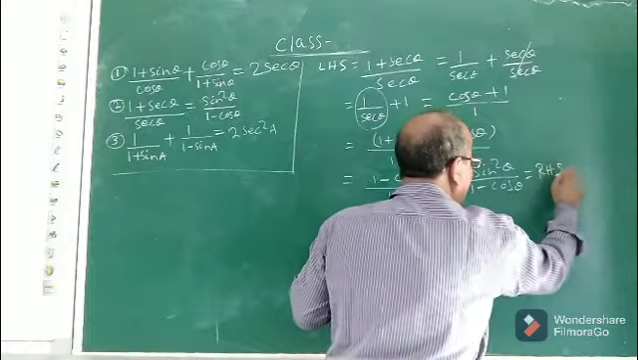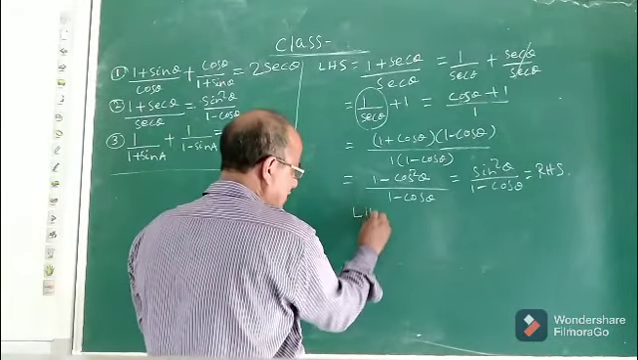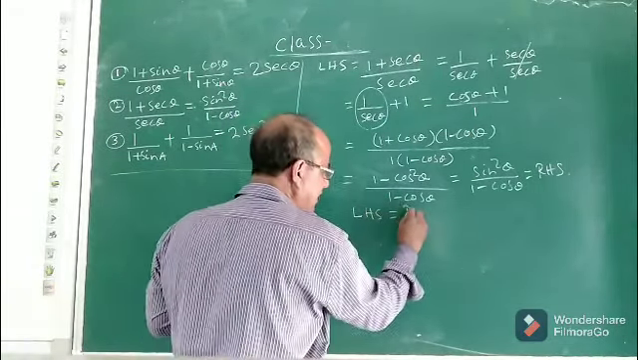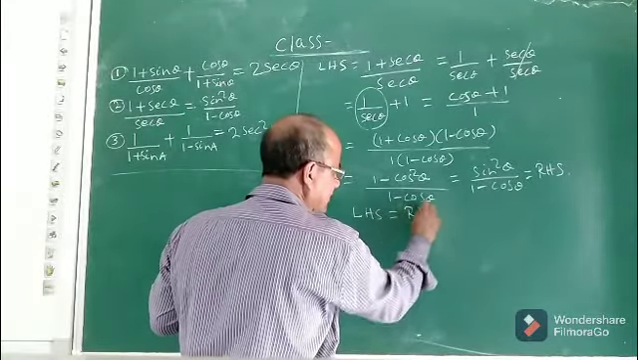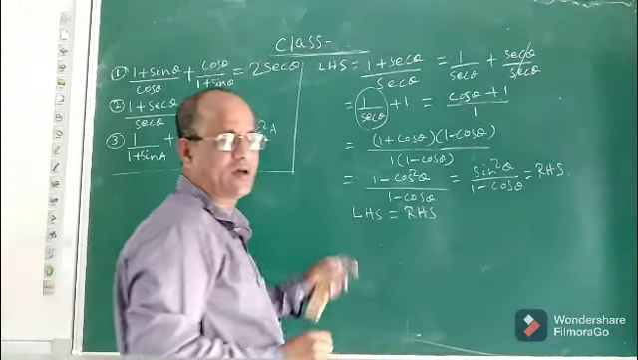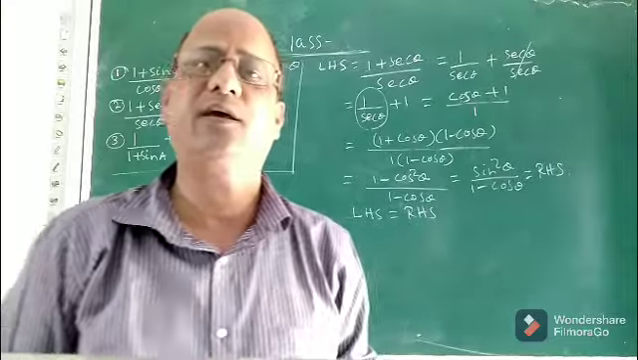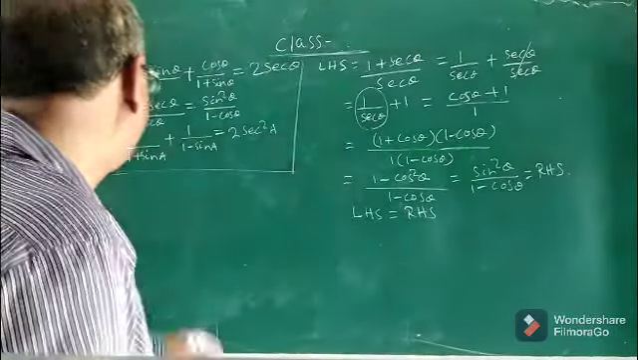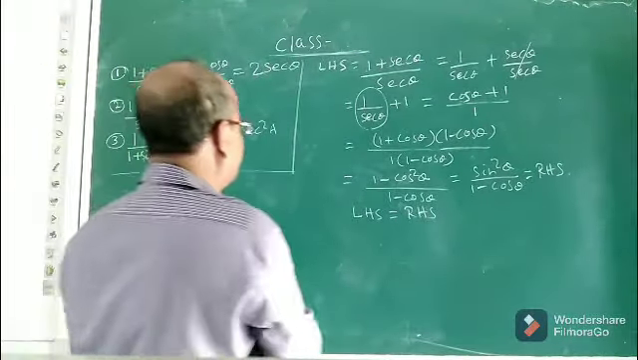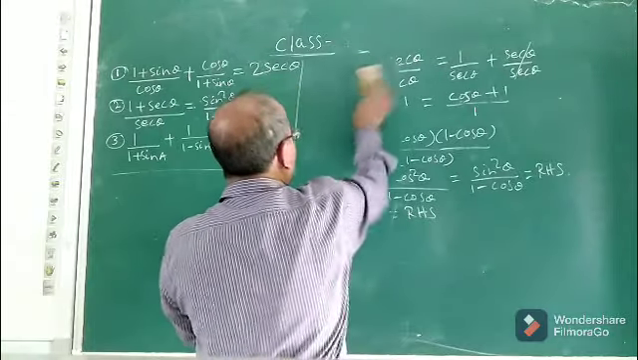Okay. So in this particular question also I broke the left hand side and I got the right hand side. So in this way you can prove a trigonometric identity. Okay. I hope you understood, children. Now let us consider the third identity. I have given another question also.